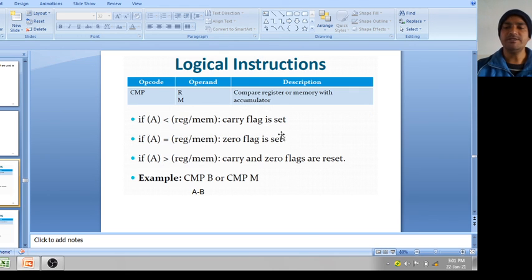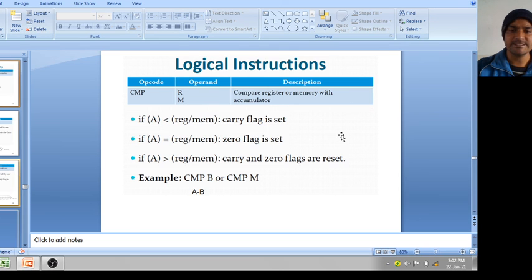But what is the difference between compare B and sub B? Compare B is a logical instruction, sub B is an arithmetic instruction. In sub B, it stores the result, A equals A minus B, but here it will perform only the subtraction, it will not store the result. It just modifies the values of the flags: sign flag, zero flag and carry flag. In detail we will see in the next slide.